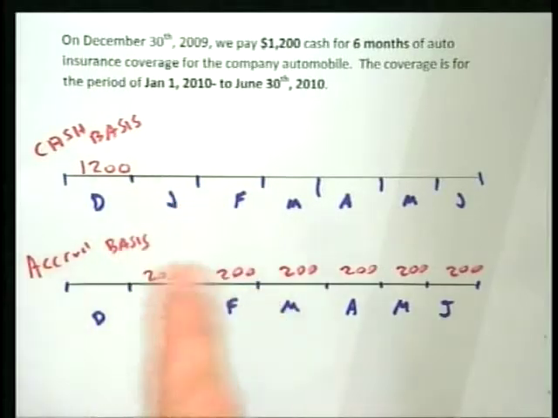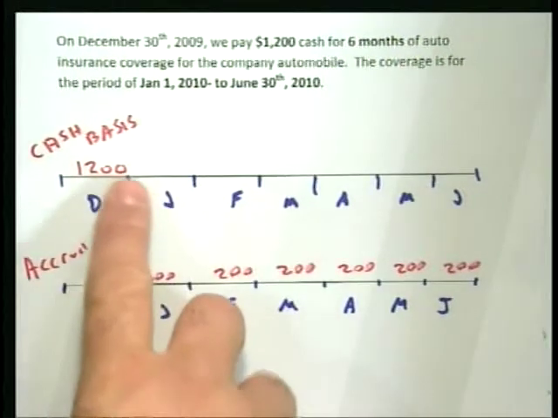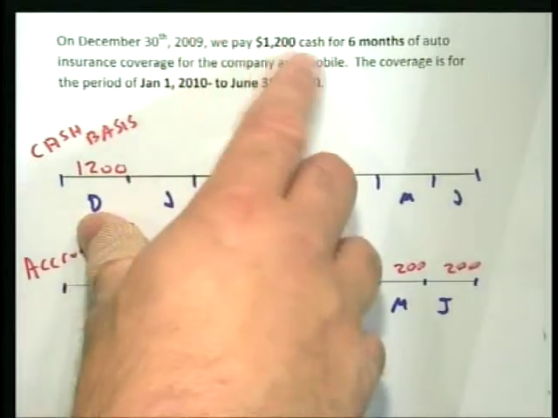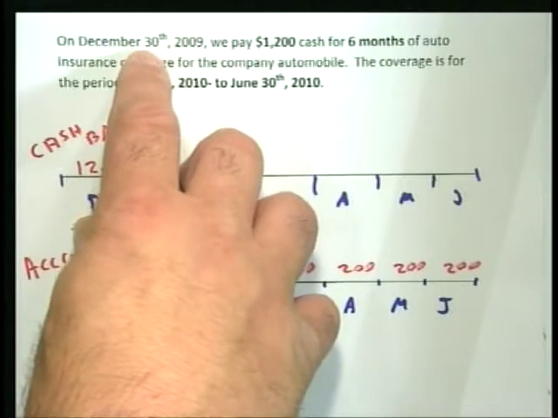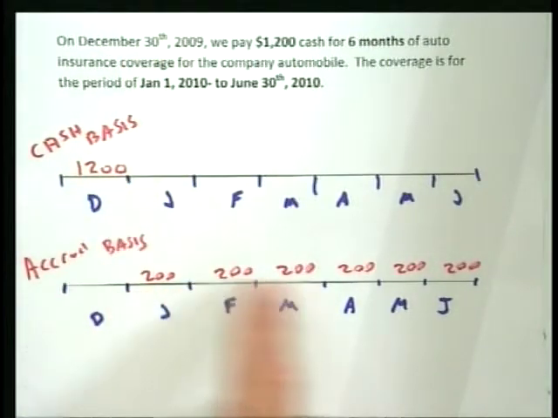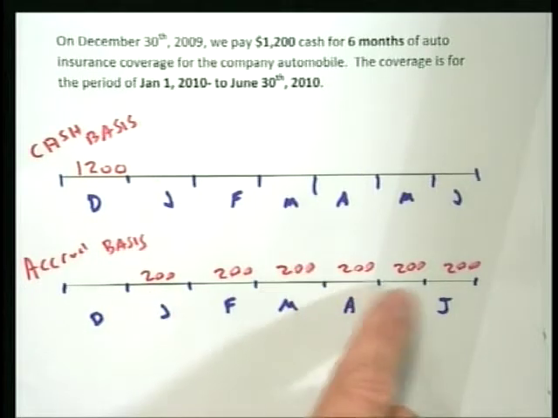Do remember, though, looking back at this, and I'm glad you said this, Brian, in both situations, we give them a $1,200 cash check on December 30th, okay? We have not switched in this scenario to a system where we pay them $200 each month.